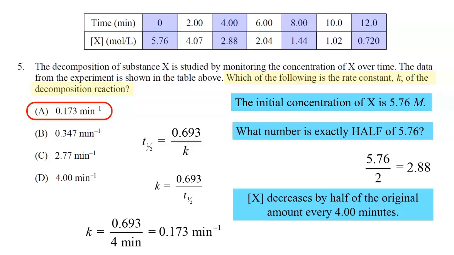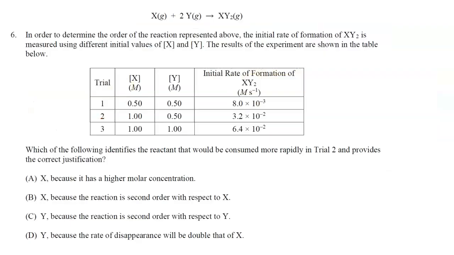Now, let's take a look at question 6. In question 6, we have a balanced chemical equation, and it says, in order to determine the order of the reaction represented above, the initial rate of formation of XY2 is measured using different initial values for the concentration of X and the concentration of Y. The results of the experiment are shown in the table below. So we see a table with 3 different trials.